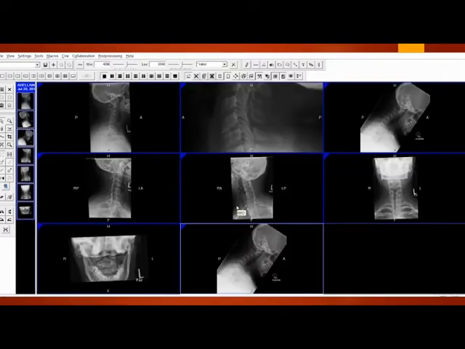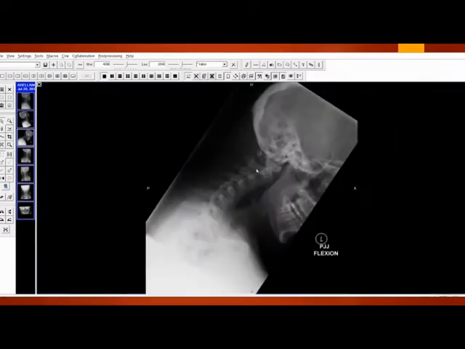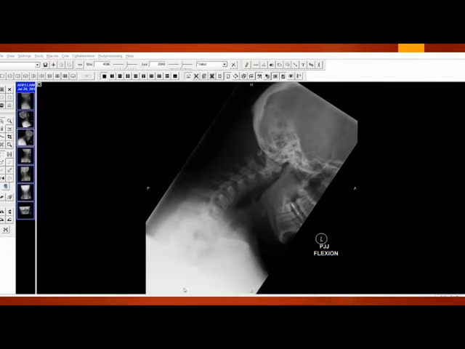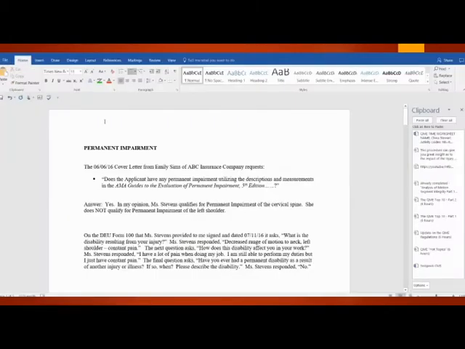Here's the flexion view. It'll be right here. And again, here is that degenerative segment showing near complete loss of motion, and the one below it showing a markedly reduced amount of motion. And this upsets the normal mechanics of the cervical spine and represents a great loss of function of the cervical spine. So let's go to our analysis of permanent impairment.